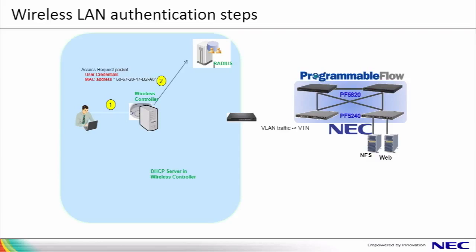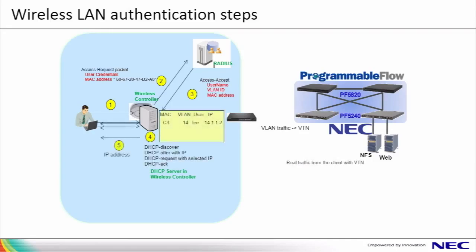When 802.1x traffic hits the WLC, it generates Radius packets containing the user credentials and MAC address, which are forwarded to the Radius server. In step 3, the Radius server sends an access accept message, assuming the user credentials are accepted, with the appropriate VLAN ID for the user connected to the wireless network. In steps 4 and 5, the user requests and receives an IP address from the wireless LAN controller, which is acting as the DHCP server. In step 6, the user may now send traffic, which is forwarded through the wireless network, the traditional network switch, and up to the OpenFlow/programmable flow network.